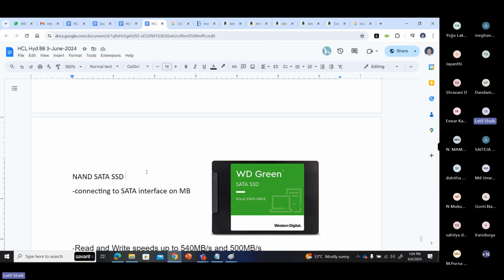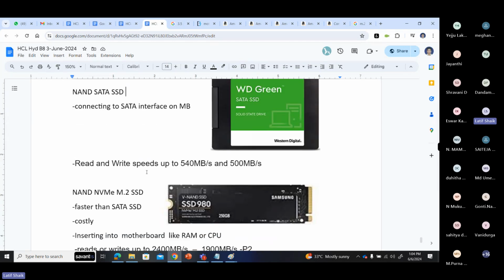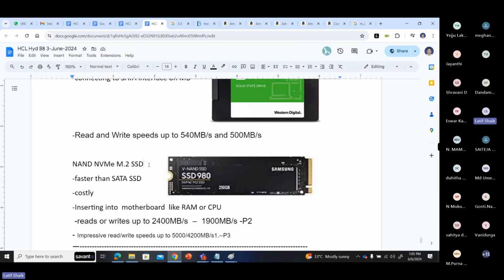SSDs have two interfaces: SATA interface SSDs and M.2 type interface SSDs. Compared to M.2, SATA interface SSDs are slower. We can say it in a different way: depending on the model, M.2 SSDs are costlier than SATA interface SSDs, but faster. These M.2s are directly inserted on a motherboard, either a desktop motherboard or a laptop motherboard, just like your CPU and RAM. So it is much faster compared to wired connectivity. Depending on the model, the data transmission speed varies.